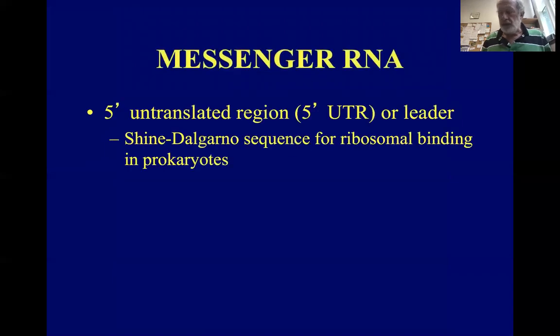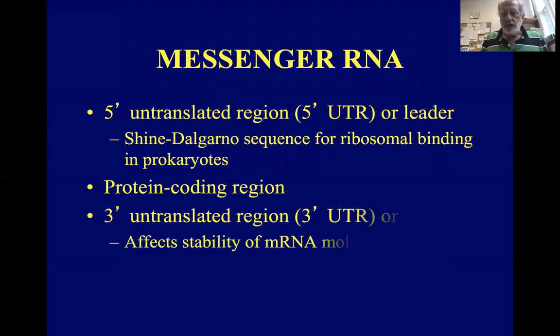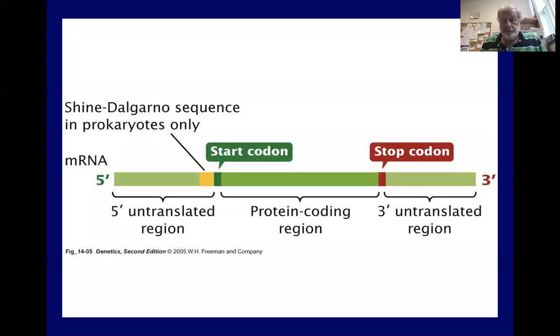So messenger RNA, let's discuss its general structure first. Reading from left to right, there's a 5' UTR, untranslated region, sometimes called the leader, and it contains a specific sequence in prokaryotes for ribosomal recognition. Then there's the protein coding region with the codons, and then a 3' UTR after the stop codon. And it affects the stability of the messenger RNA molecule, the 3' UTR trailer does. So here we see a picture of a messenger RNA. There's the 5' UTR on the left, 3' on the right, start and stop codons, and then the protein coding region in the middle that contains the actual codons.